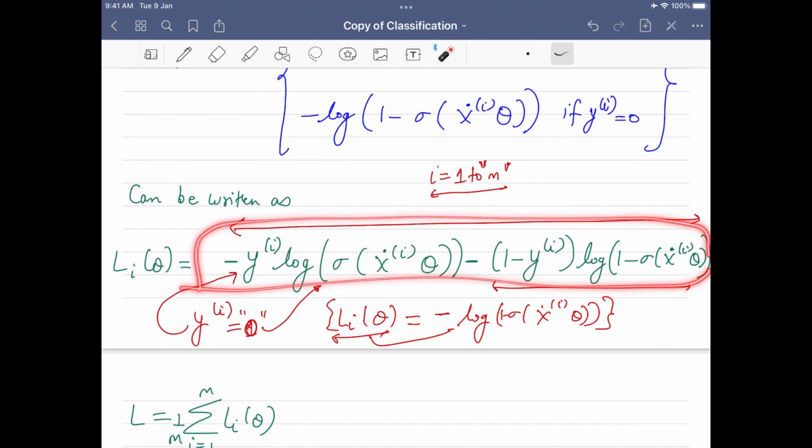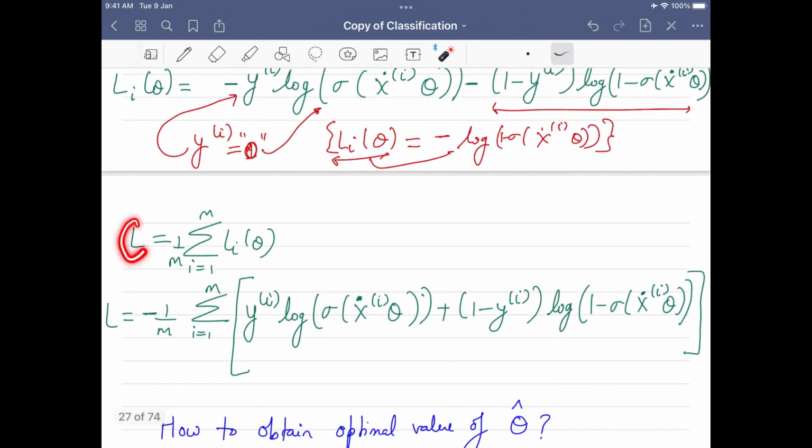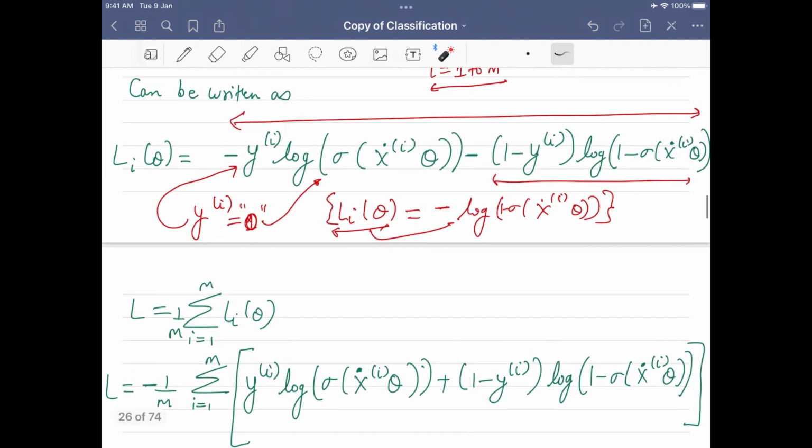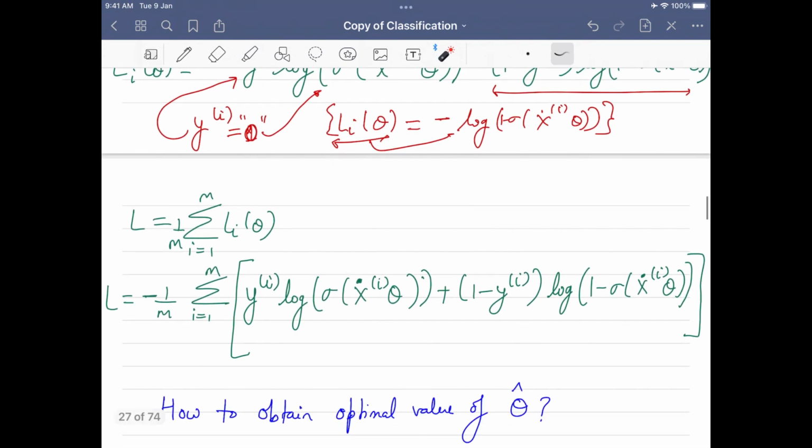So the combined loss L will be nothing but the average of all the losses that you evaluate for 1 to m. So here you can see the combined loss function L will be minus 1 by m, and then you write L_i(theta), which is the loss function for the single ith element. This is the summation, i running from 1 to m, times minus 1 by m. You are just writing it like this.